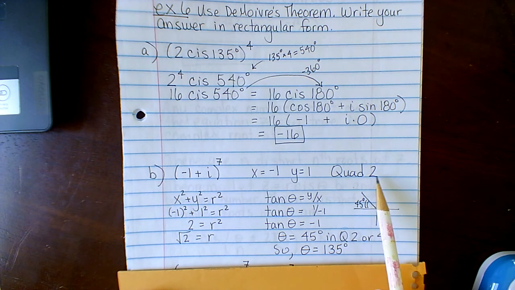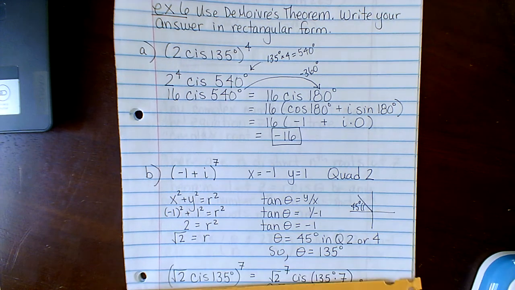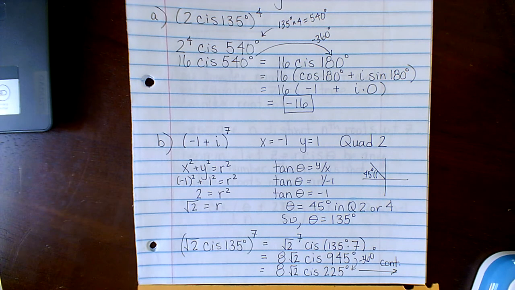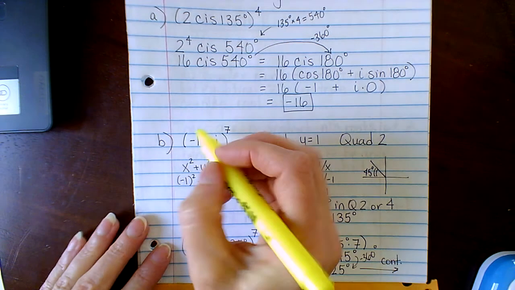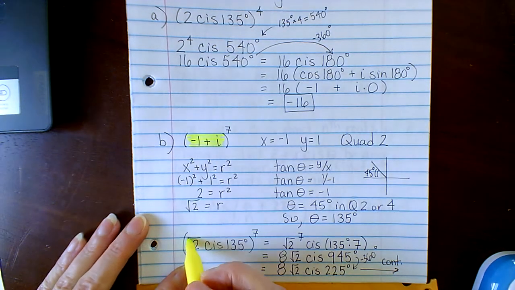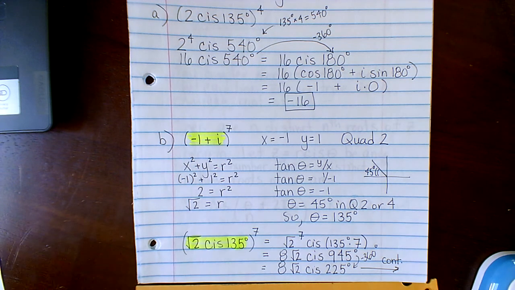And it's going to be in quadrant 2. So that 45 reference angle is in quadrant 2, which makes theta be 135 degrees. So this complex number, -1 plus i, as a polar form of a complex number there is square root of 2 cis 135.